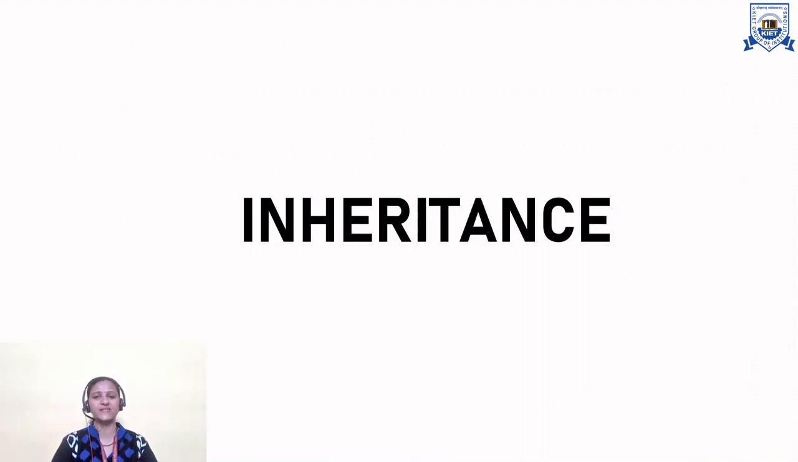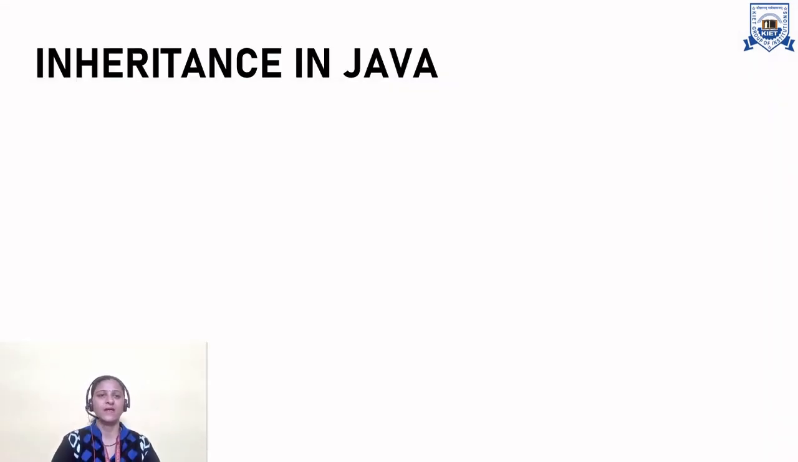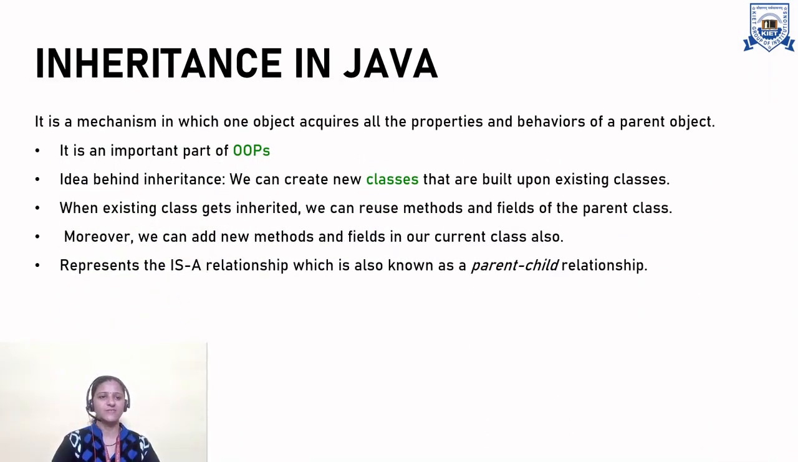Now the next topic is inheritance. Inheritance in Java, how is it possible? It is basically a mechanism in which one object acquires all the properties and behaviors of a parent object. It is an important part of object-oriented programming.